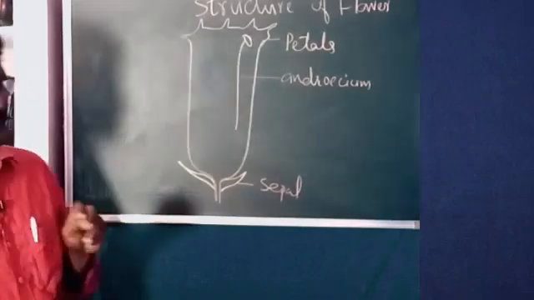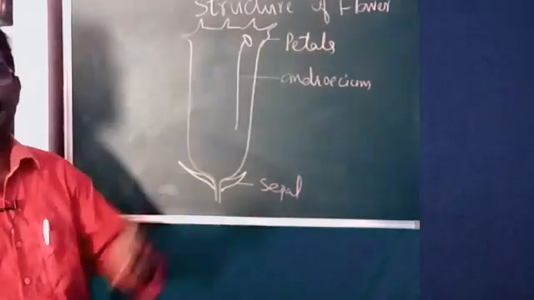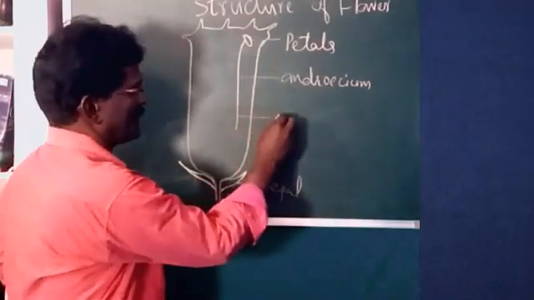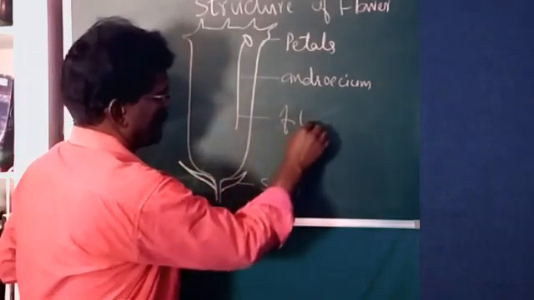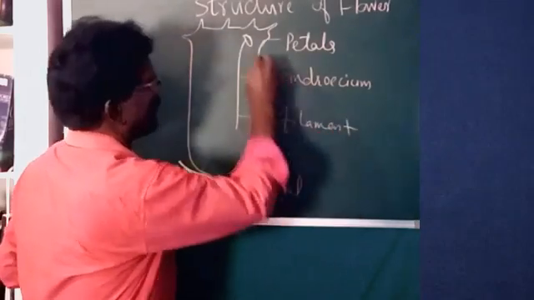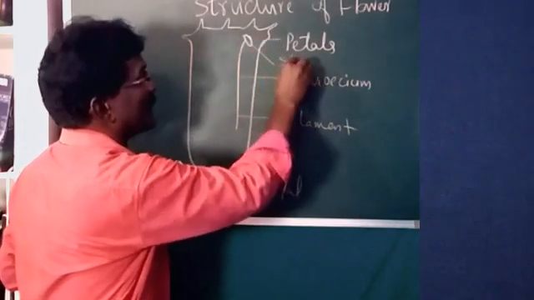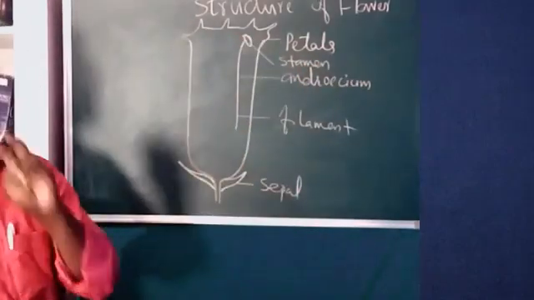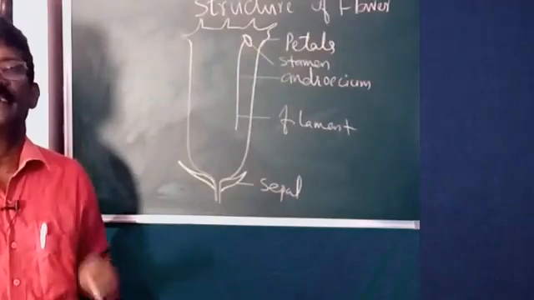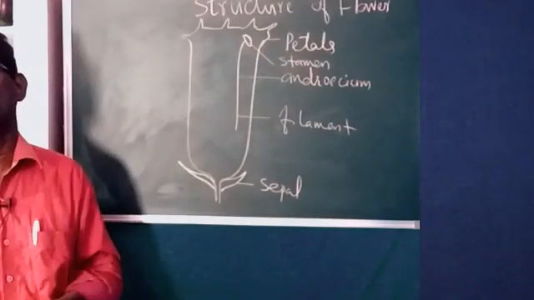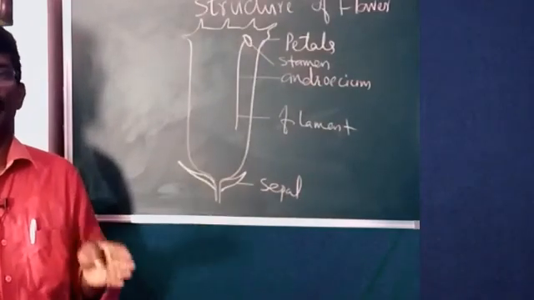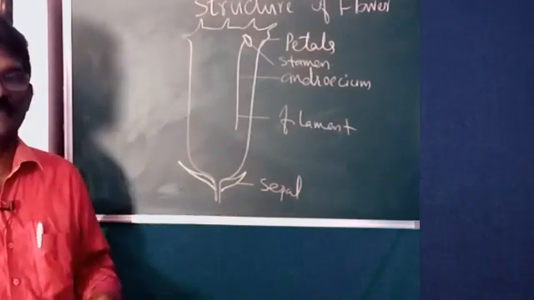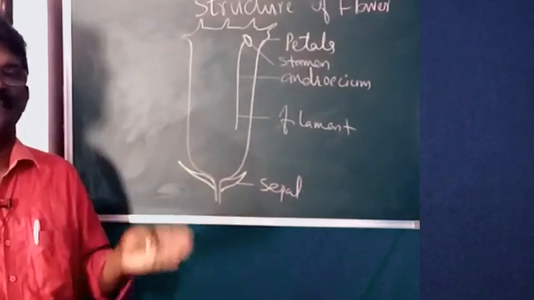Androecium consists of two parts. You can find a filament here, and here this is the anther. It is on the anther that the pollen grains are found. What are pollen grains? The reproductive cells that should fall into the female reproductive part. Then the fusion can take place.